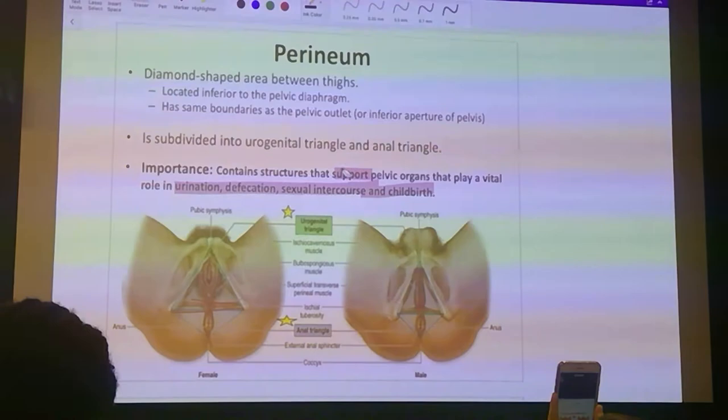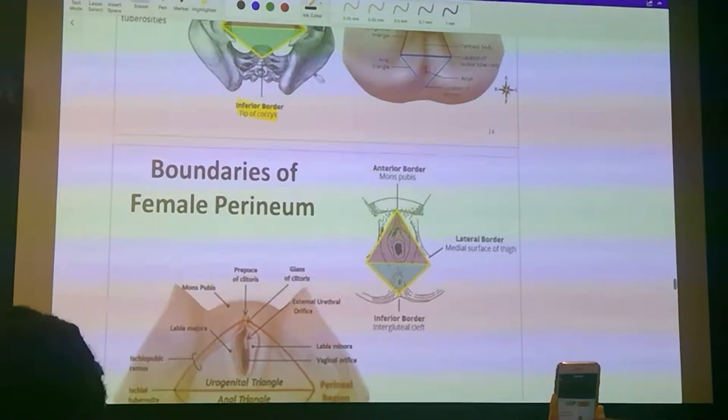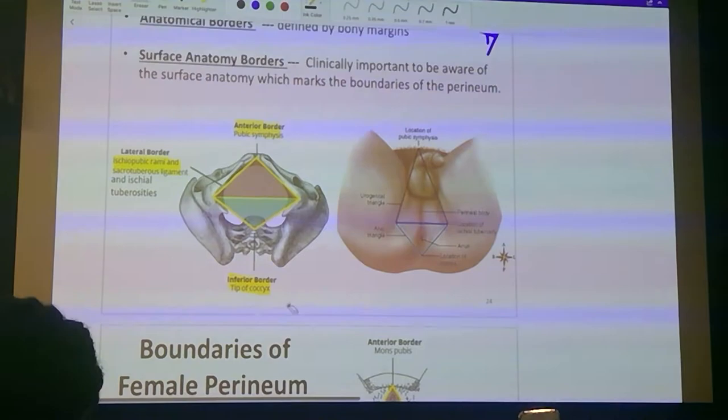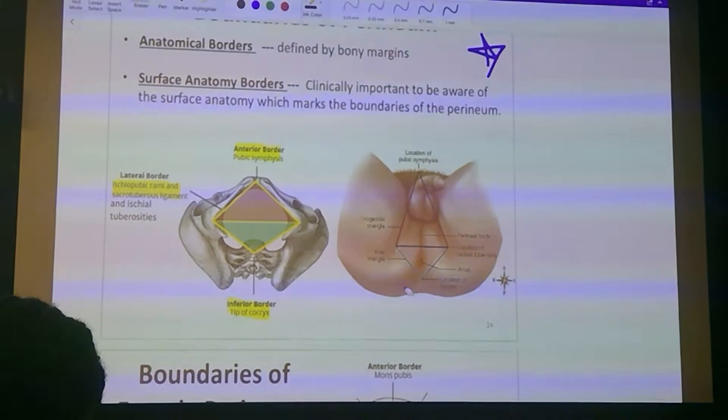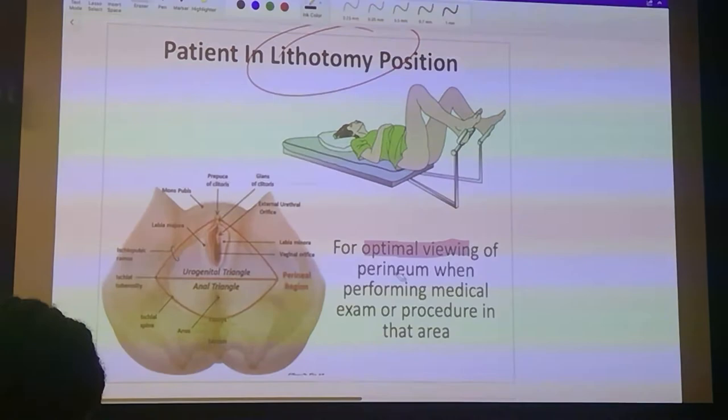Okay, so know the boundaries of the perineum. Know the anterior borders, lateral borders, and inferior border. If you don't have my slides, I'll be able to share them, so you can follow along.